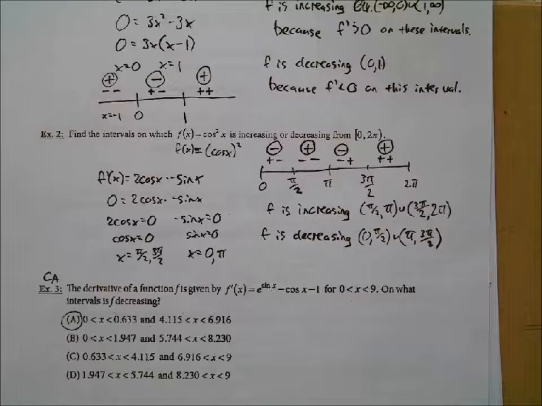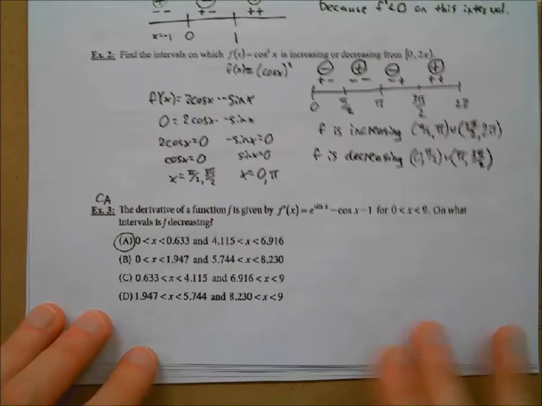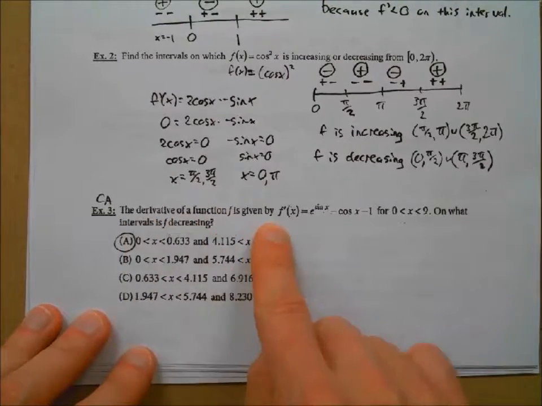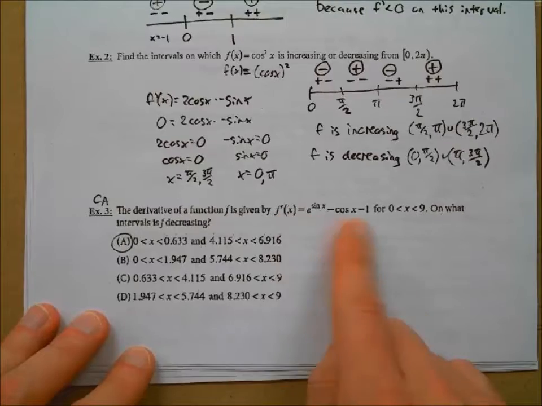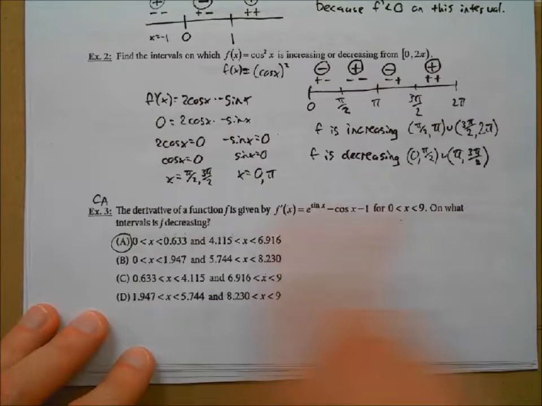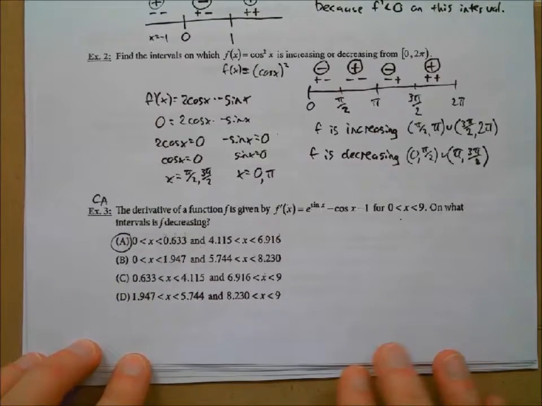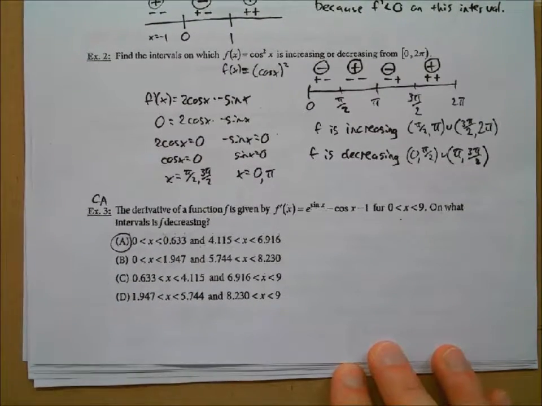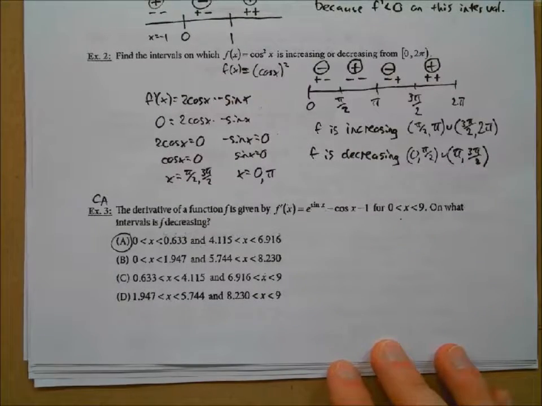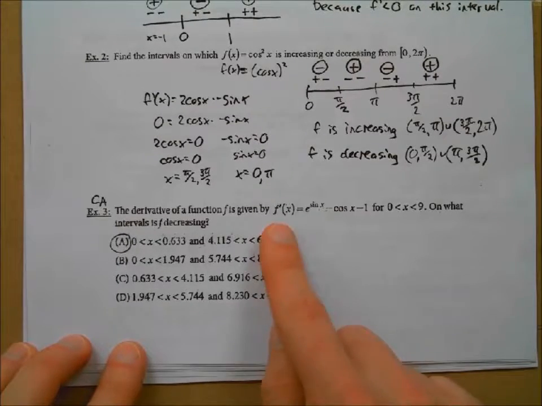So, okay, example 3. The derivative of a function f is given by this. So we already have the derivative here. We don't actually have to take the derivative. It's given to us. On what intervals is f, the original function, decreasing? F is decreasing when what is true? F is decreasing when f prime is negative. How can we determine when f prime is negative?